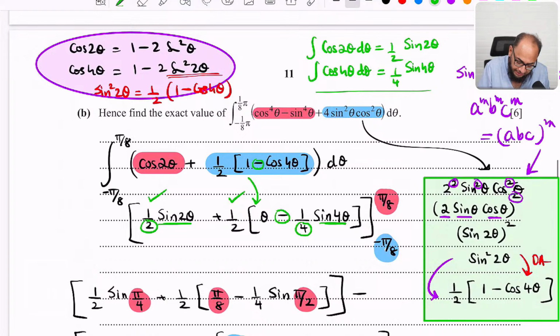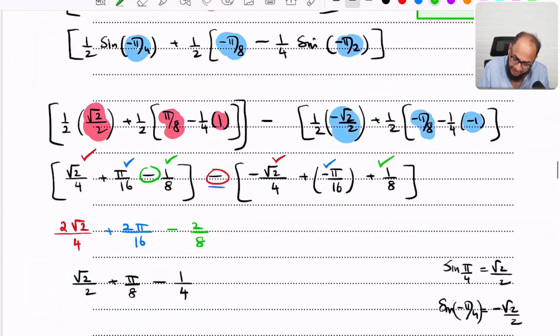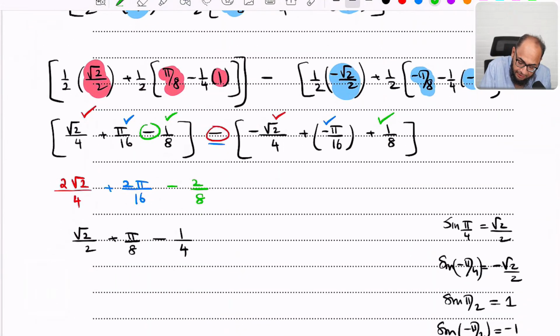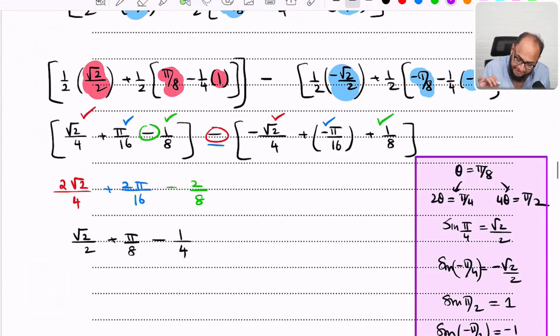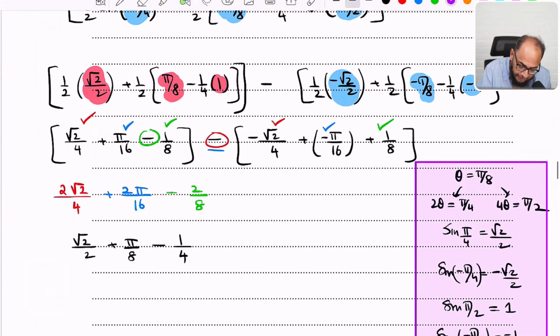And then we plug in the value. Now keep in mind, this is 2 theta and 4 theta. That means if theta is pi by 8, then 2 theta will be pi by 4 and 4 theta will be how much? 4 into pi by 8, that is pi by 2. So therefore, I have written all this thing over here. The working is already done, so we can just pick the things from there.